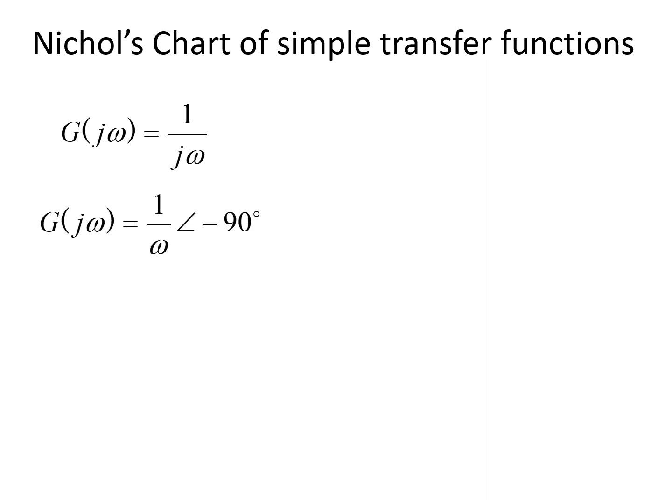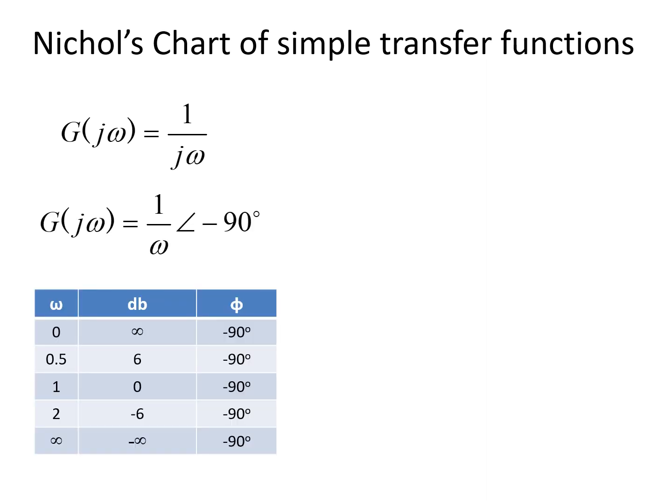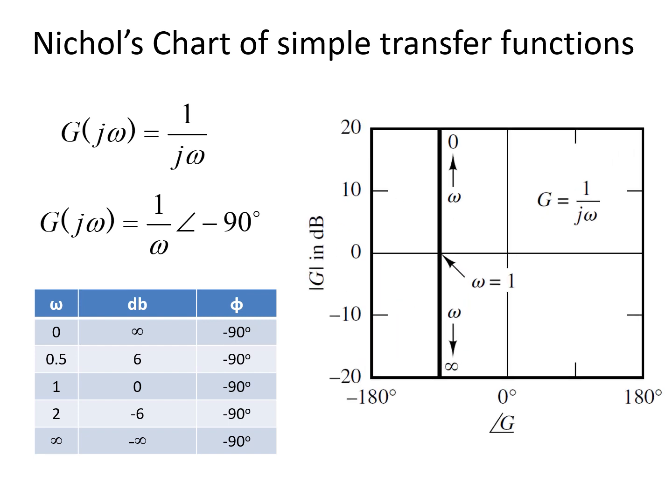So let's consider the Nyquist chart for a simple transfer function where g of j omega is taken as 1 by j omega, and its magnitude is 1 by omega, and phase angle is -90 degrees as usual. And we are going to get a plot like this by varying omega from 0 to infinity.